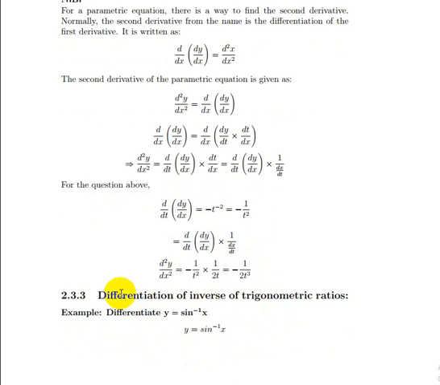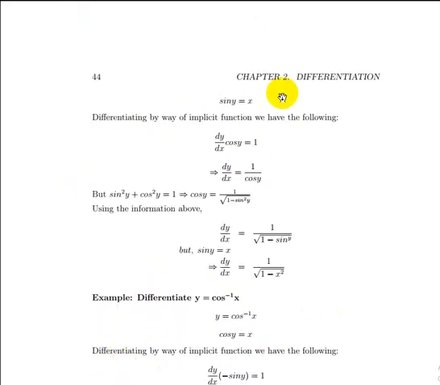Now the next part of our differentiation is the differentiation of inverse trigonometric ratios. Let's see an example. If you want to differentiate the inverse trigonometric ratio sine inverse of x, we first start by letting y equal sine inverse of x. Now when we let y equal sine inverse of x, we say that sine y is equal to x. Now we are going to differentiate it implicitly.